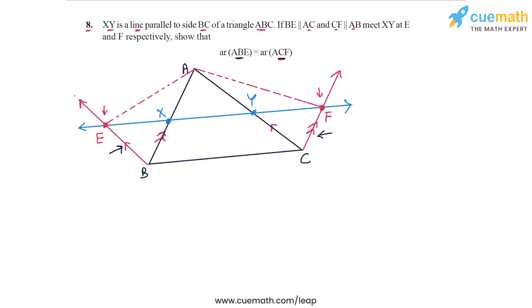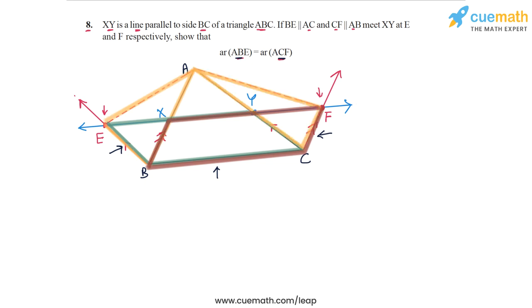And finally, in the third step, we are going to show that the areas of these two parallelograms that we considered are equal because they are on the same base BC and they are between the same parallels BC and EF. So if the areas of these two parallelograms are equal, then the areas of the triangles, which are halves of the corresponding parallelograms, will also be equal. So this is the outline of the proof that we're going to do. Now let's write out the steps properly.